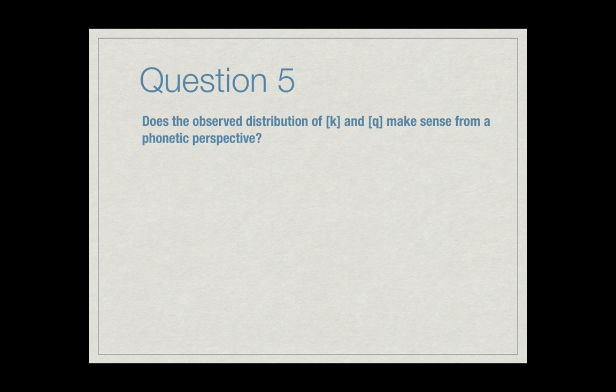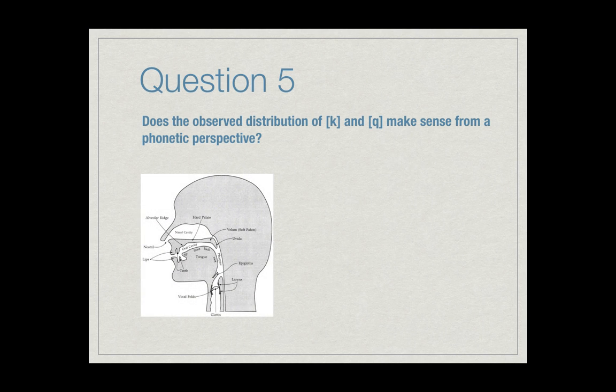Question 5 asks, does the observed distribution make sense from a phonetic perspective? This question is trying to get you to see the relationship between the anatomical or articulatory facts which are described in phonetic terms and the psychological or mental propositions which are described in phonological terms. Think about the places of articulation of the two allophones. The allophone k is produced at the velum, while q is produced at the uvula. Notice that the velum is further forward in the oral cavity than the uvula is.